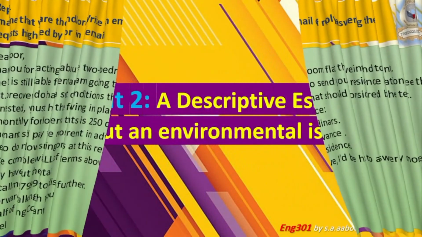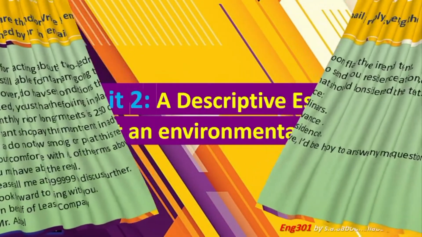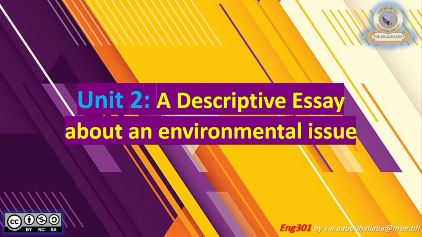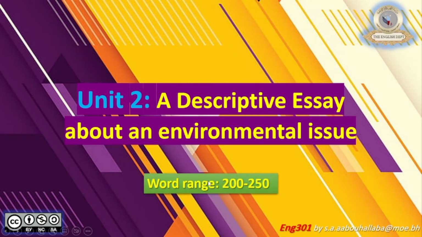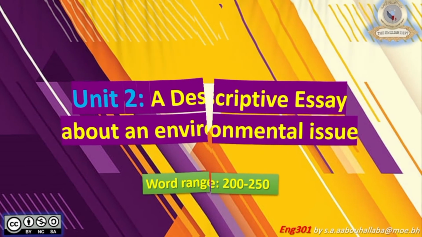Let's move to writing 2, a descriptive essay. The descriptive essay we have will be about an environmental issue because the theme of Unit 1 is the environment and the problems that are taking place in the environment. How can we do that? Let's check it. Before we go, you need to write between 200 to 250 words. Any essay, in fact, should be within that word range, 200 to 250 words.